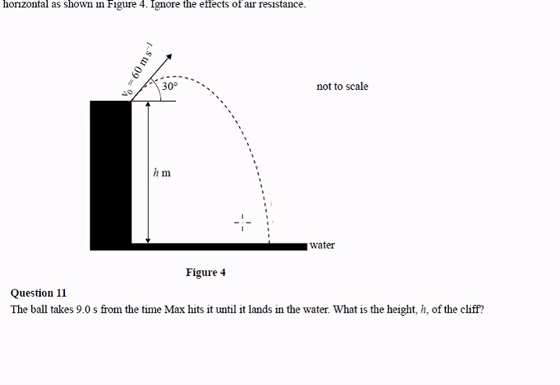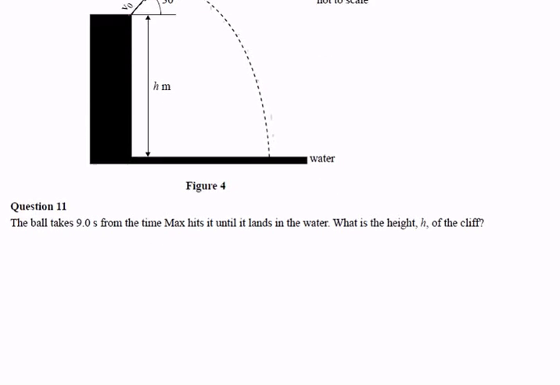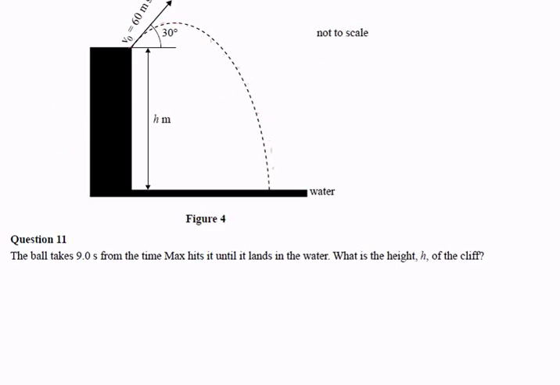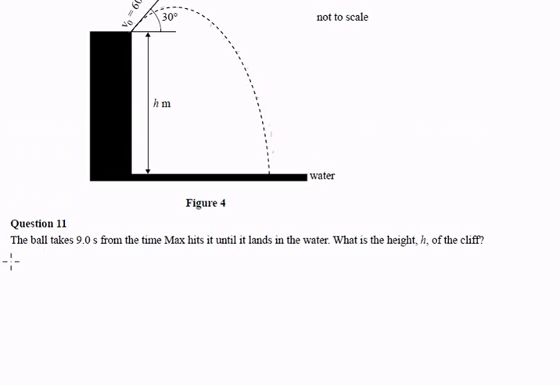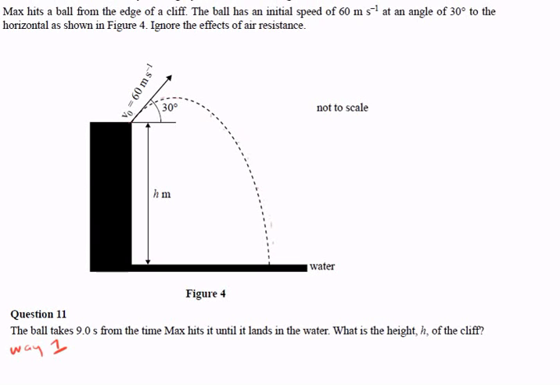Alright, so there's a number of ways of doing this. I'm going to do it two different ways to show you we get the same answer. Let's start with way 1. We know its initial speed in the vertical direction, which we've already worked out in the previous question, was 30. That's going to be helpful.